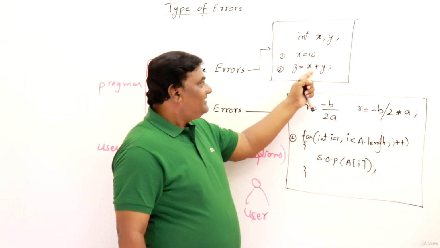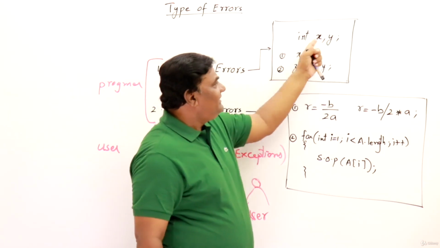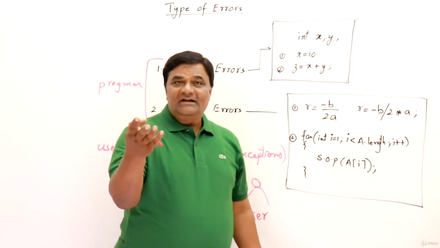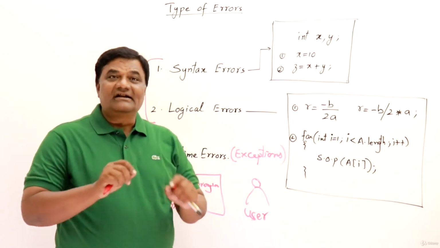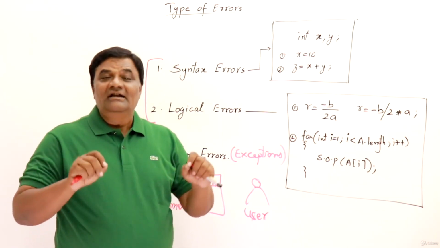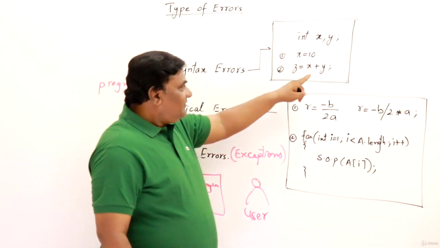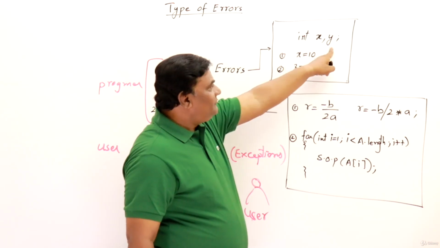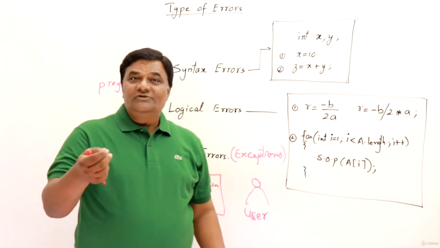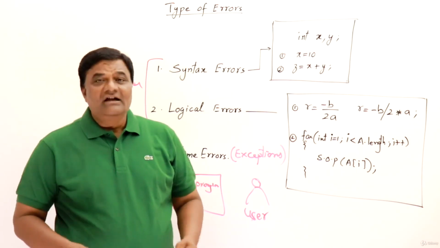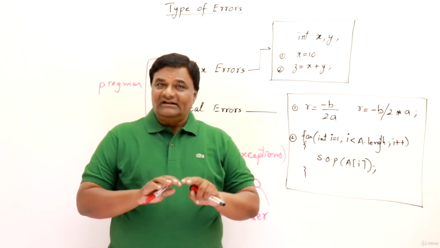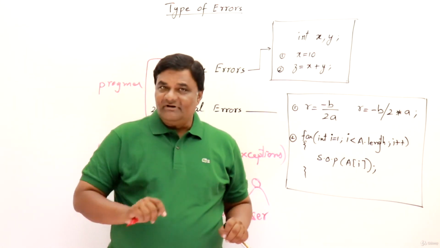Then z is assigned x plus y. Z is not declared here. I have declared two variables, but I have not declared z. Again, it's a syntax error. Z is an undefined variable or identifier. Then y is not initialized. I am not initializing it but using it. So using a variable without initializing it. These are all syntax errors, that is mistyping or typing mistakes done by the programmer.